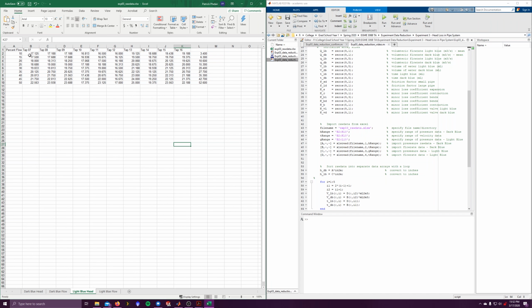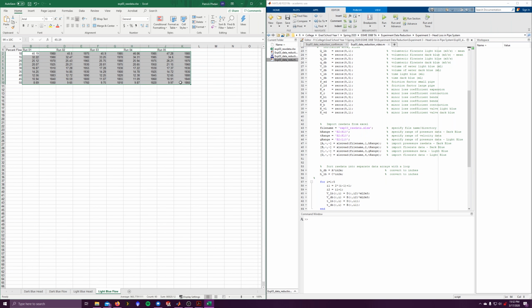C is going to be all of this. And then D is going to be all of this. Okay, so now I have all this code here, so we're going to sort the raw data into separate data arrays.